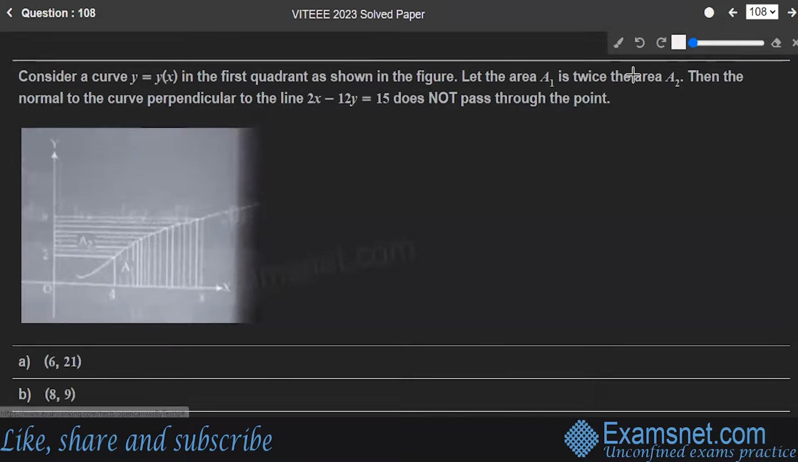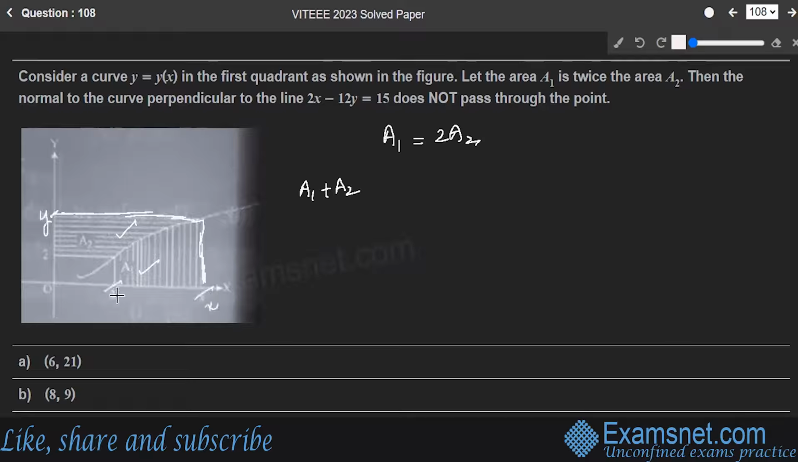First of all, you are given the condition that area A1 is equal to twice area A2. Now, the graph is of a rectangular shape. So area A1 plus A2 is this area plus this area. This is y and this is x, this is 4 and 2. So that is equal to x into y minus 4 into 2, that is xy minus 8. This is the area of A1 plus A2.